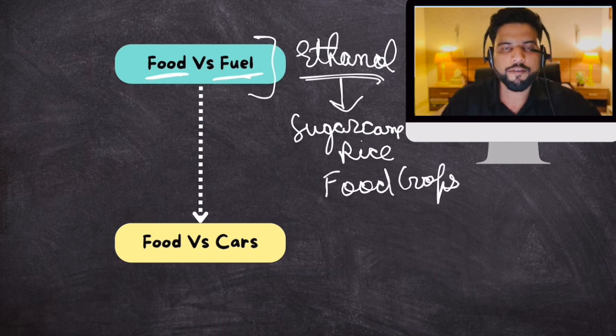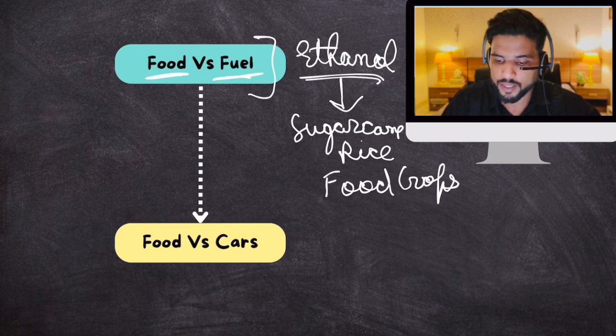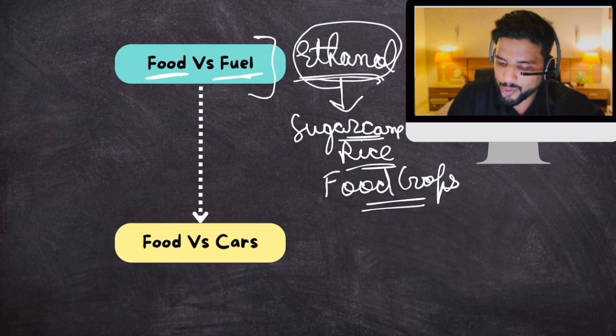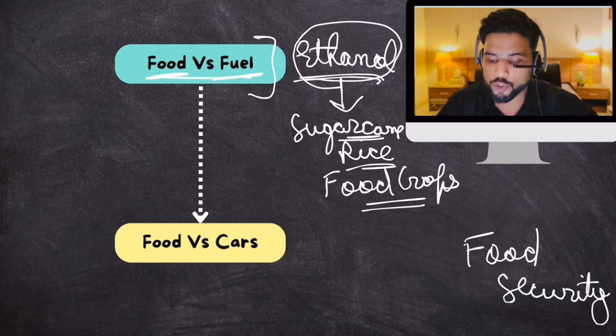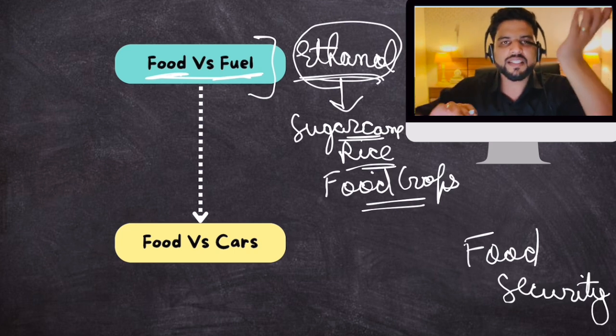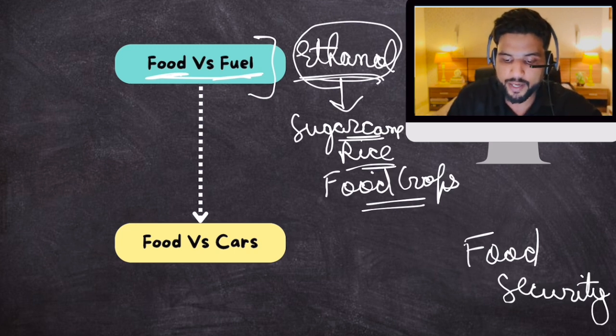Problem is, if you are blending ethanol with all the petrol that is being used in cars and trucks and buses, well, you would have to divert sugarcane, rice, other food crops towards ethanol production. But sugarcane, rice, and food crops are also important for food security, right? So there is this food versus fuel debate. Because if most of this rice and other food crops are diverted towards ethanol production, there will be less supply of rice. High demand for rice, less supply of rice. This would lead to price rise, food inflation. So the food versus fuel debate was already raging.